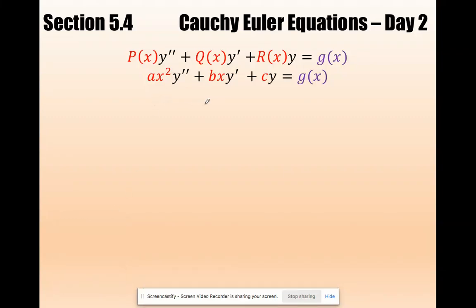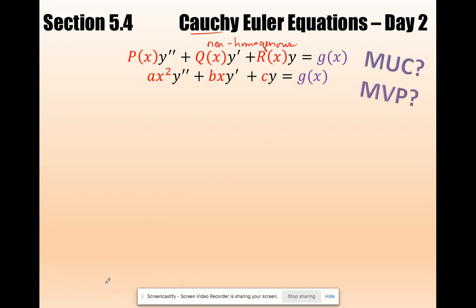Kids, welcome to day 2 of our Cauchy-Euler equations. Do you see the difference? Yeah, non-homogeneous. So what did we do when we had non-homogeneous before? What did we do?